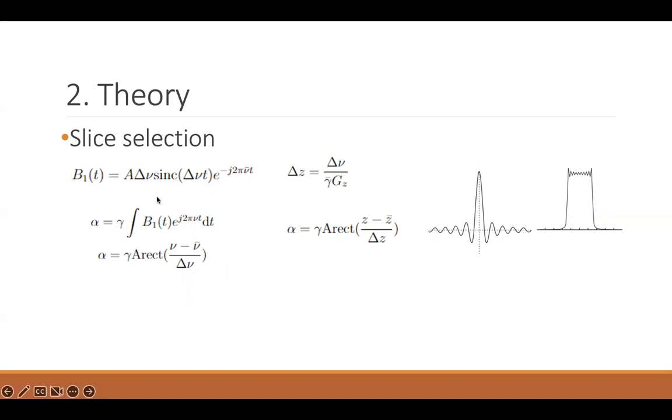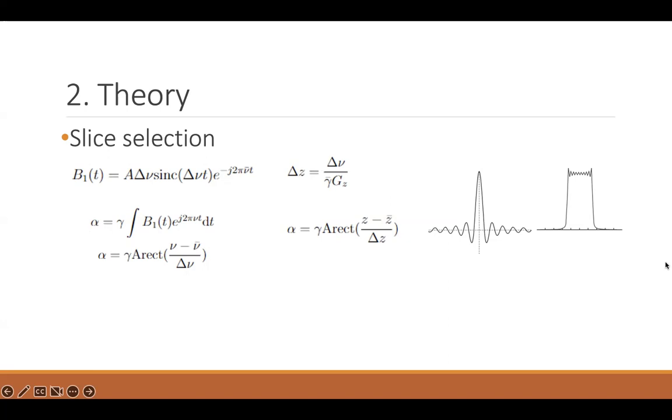For this purpose, we are using a complex sinusoidal with a sinc envelope, as you can see as the B1 of t. Here you can see an example sinc envelope, and the bandwidth of the sinc envelope given by delta nu is directly related to delta z, which is the slice thickness that we are selecting. The tip angle alpha is given by this relation, and it is gamma a for a duration of a rect pulse that is centered at nu bar, and it has a bandwidth of delta nu.